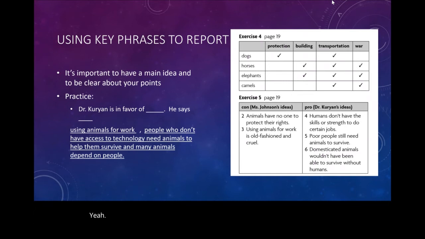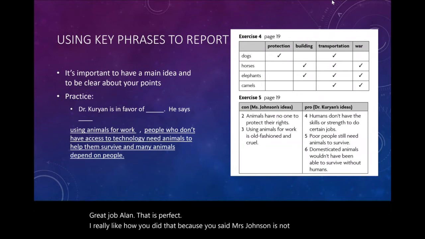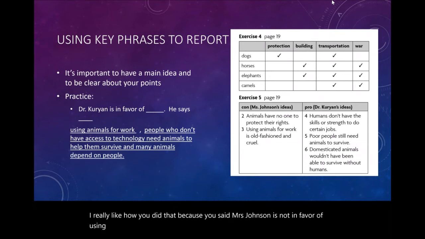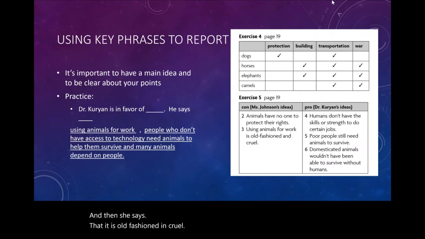Hey, great job, Alan. That is perfect. I really like how you did that because you said Mrs. Johnson is not in favor of using animals, and we can add to that, using animals for work. And then she says that it is old-fashioned and cruel. So you used the point there, number 3 on the chart. You referred to that. Very, very good. I love it. Thank you. Okay, let's get another example from Norma, Carolina, anybody else.